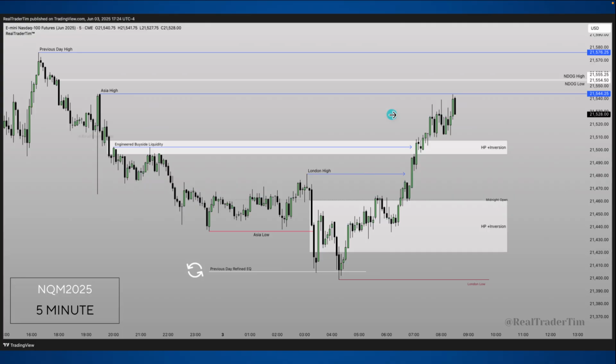Okay. Now, above that, also, we have the new day opening gap and previous day high, which is also an additional draw just for confluence, right? I don't know why I said honestly, but I'll leave that in there because I'm a real one.